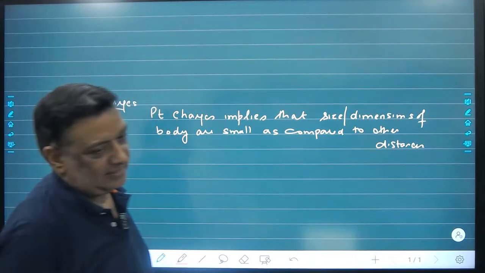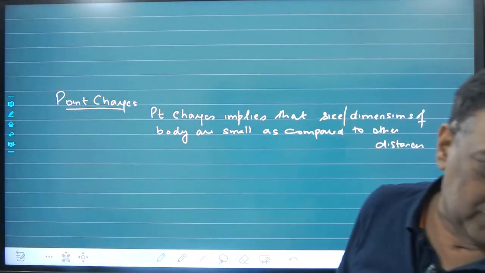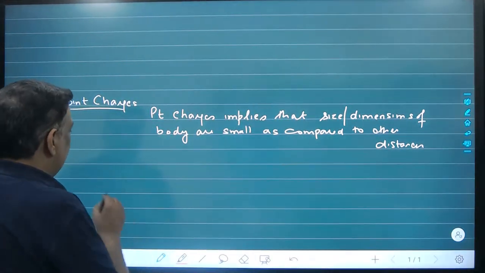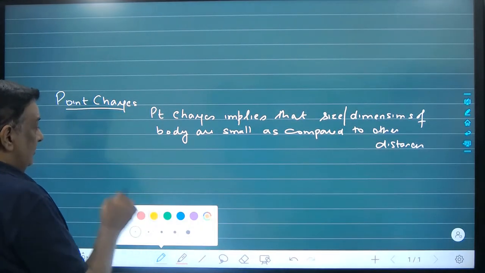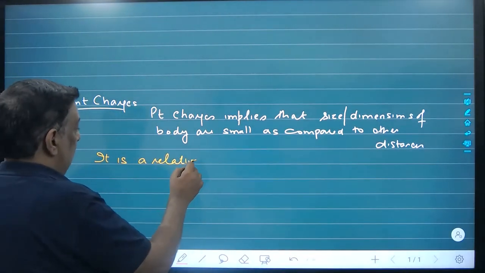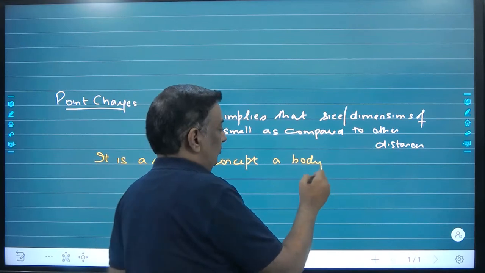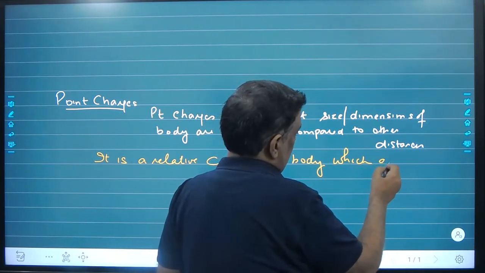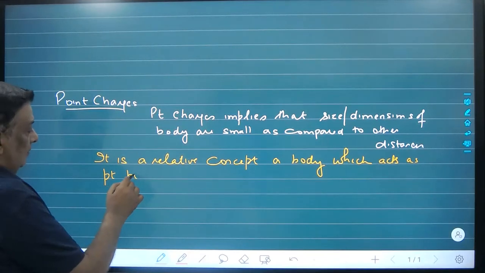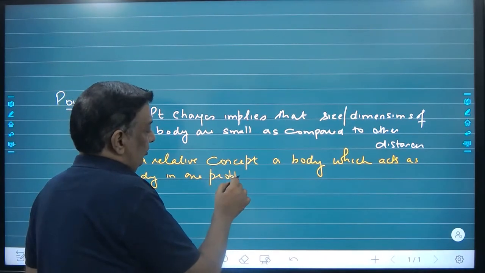Now, when we say it's a relative concept, it's because a body which acts as a point body in one problem may not be a point body in another. So it's not necessary that if in a particular problem it is a point body, it will be a point body in every numerical. So, it's a relative concept. A body which acts as a point body in one problem may not be a point body in another.